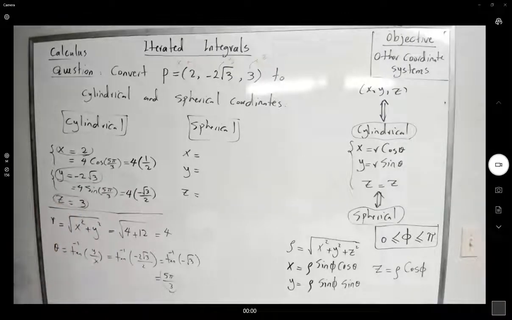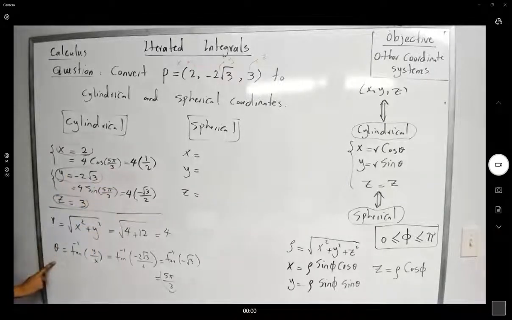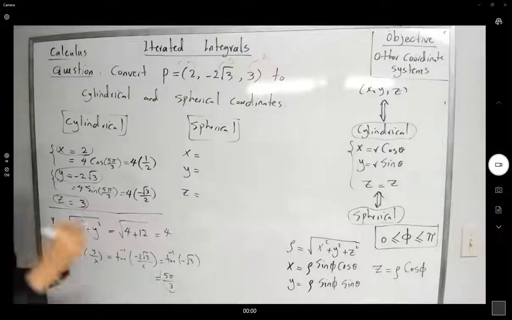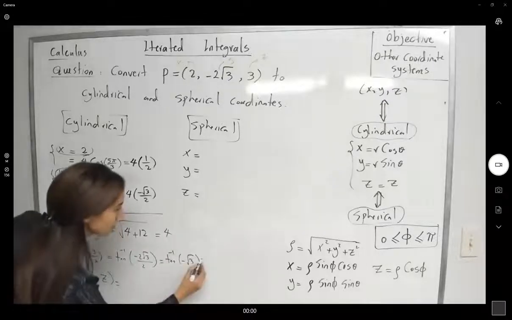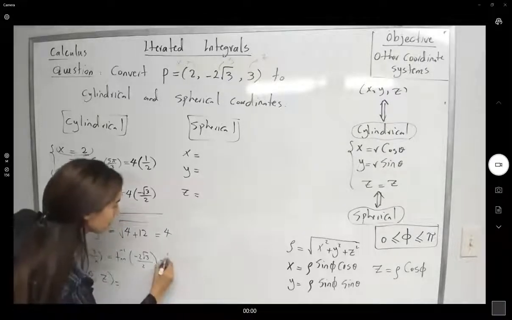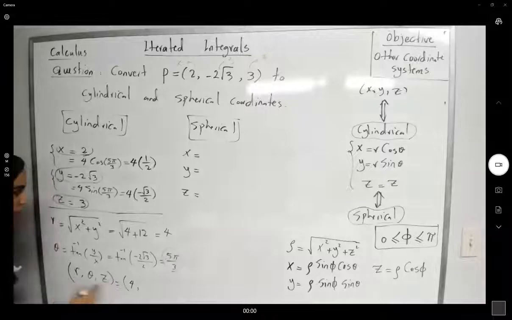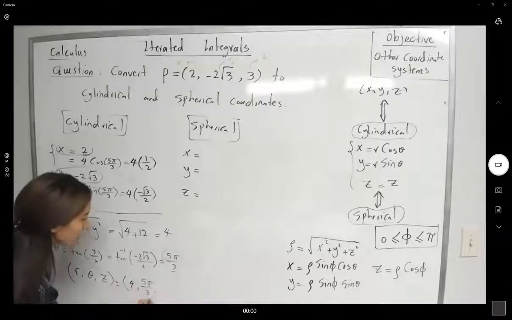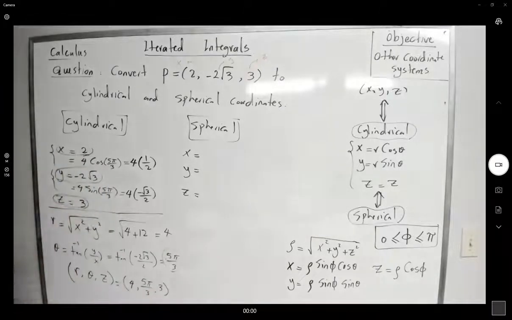Going back and forth between all of the information that we have and converting them into r and theta. So r is equal to 4 and theta is equal to 5 pi over 3. So in your cylindrical coordinate system, you're going to have r, theta, and z denoted as: r, which is 4, your theta, 5 pi over 3, and your z, which is just 3. This is the conversion to cylindrical coordinates.